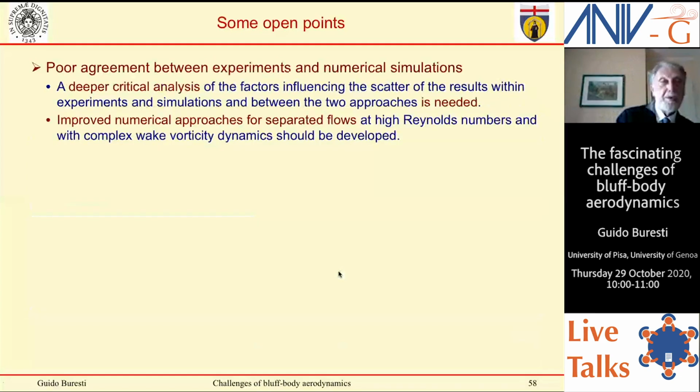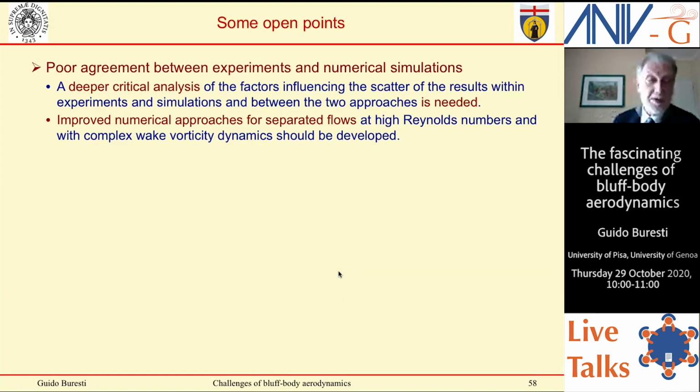Now, another point is obviously what you saw, the poor agreement between experiments and numerical simulations. So you must carry out a deeper critical analysis of all the factors which influence the scatter of the results within experiments and simulations and between the two approaches. What we need from a numerical point of view is improved numerical approaches for separated flows at high Reynolds numbers, and with the complex dynamics of vorticity.